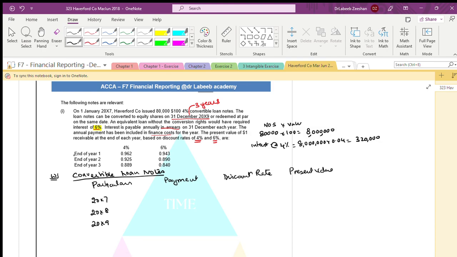Now, the payment is at the rate of 4%. This is where it is related. You can take it in thousands.